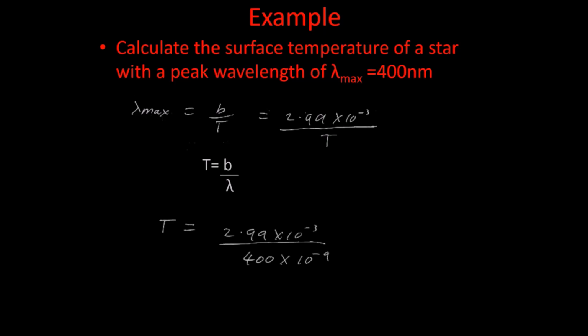Substitution, substitute in 400 times 10 to the minus 9 meters. Remember, nano is times 10 to the minus 9, giving us 7,475 Kelvin. So we now know the temperature of this star is about 7,000 Kelvin, and it'll probably be towards the blue end of the spectrum.